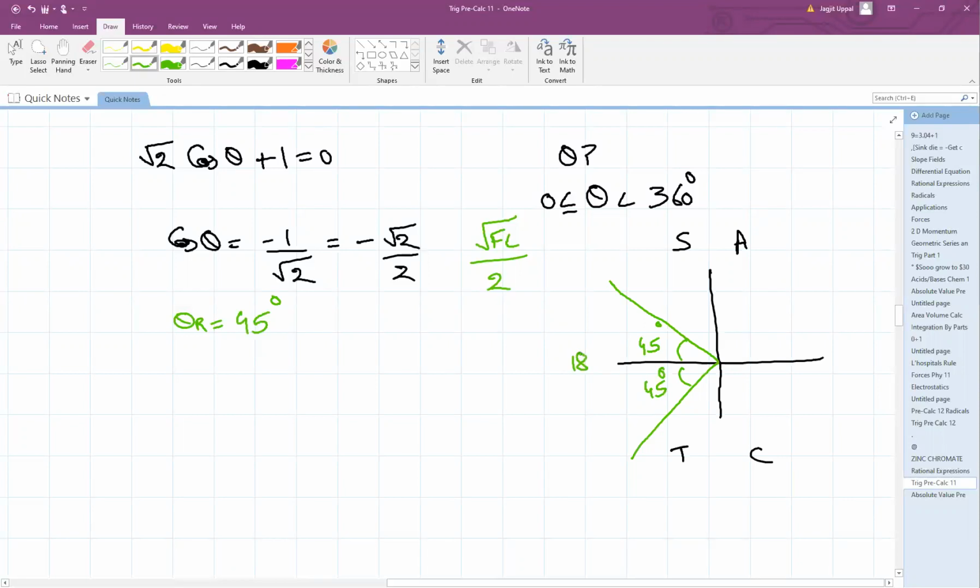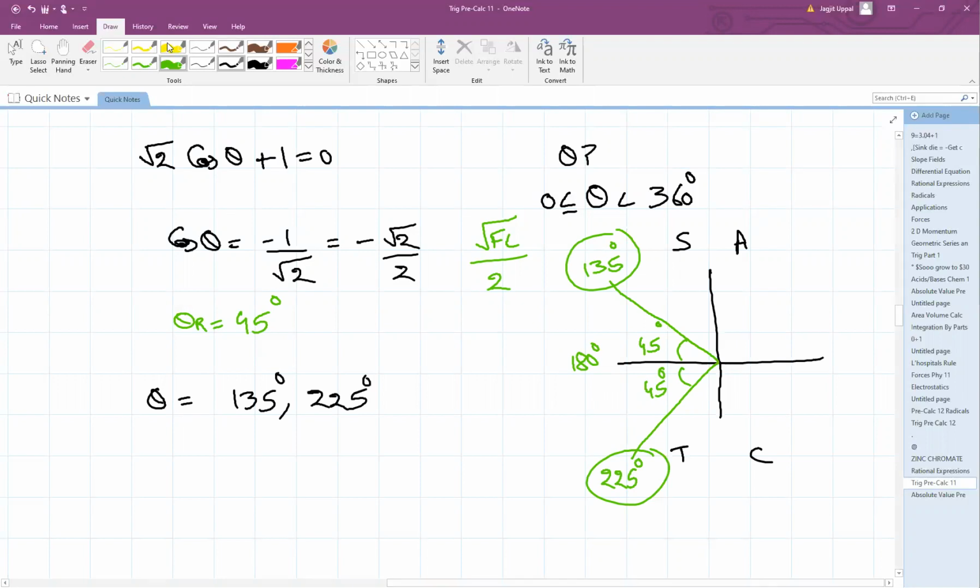This is 180. This angle is going to be 180 minus 45. What's 180 minus 45? 135. And this is 180 plus 45, which is how much? 225. So your final answer, you're going to say your theta is equal to 135 or 225.